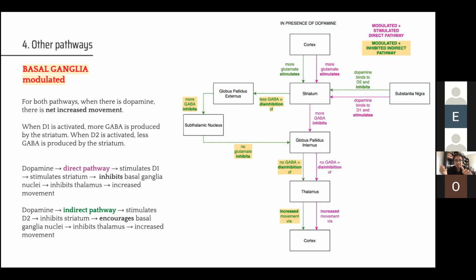Does that all make sense? Or does anyone have any questions about that? What's the difference between D1 and D2 receptors? D1 only acts on the direct pathway, and when dopamine binds to D1, it stimulates the direct pathway, whereas D2 only acts on the indirect pathway. So when dopamine binds to that, it does a different function, so it inhibits the striatum.